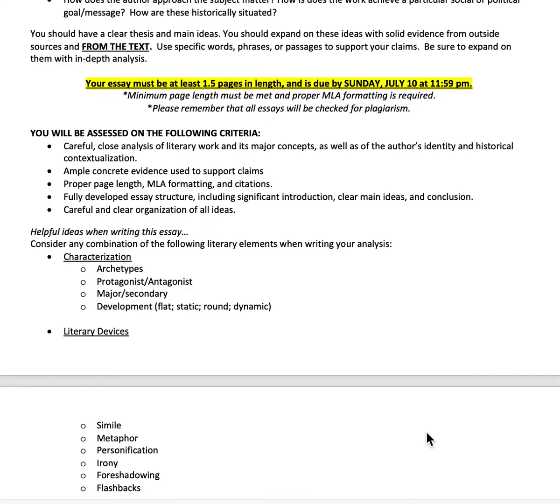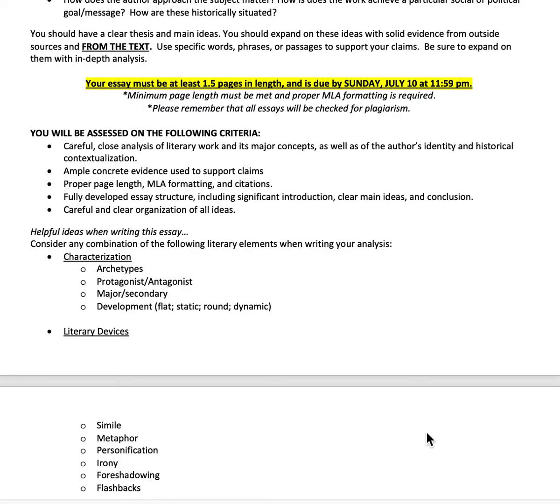So you're going to be assessed in making sure you have good analysis of the work itself and its major concepts as a piece of literature, primarily, and then secondarily, how you discuss the identity or the historical context. Again, keep the focus on the text. Make sure this is a literary analysis essay above all else. Do not let it become a biography essay. Do not let it become a history essay.